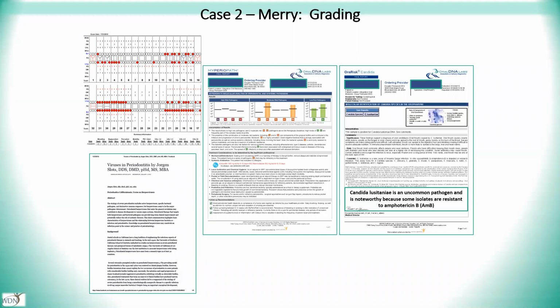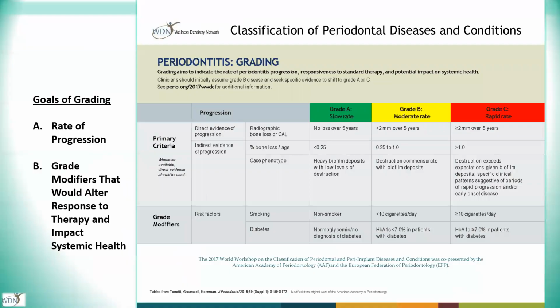So in our grading, we take into account the biofilm, what the biofilm load is, and the commensurate destruction based on biofilm. And we started to learn a lot more in this case because it wasn't just bacterial. We know there's a viral component and a yeast component as well to this case.